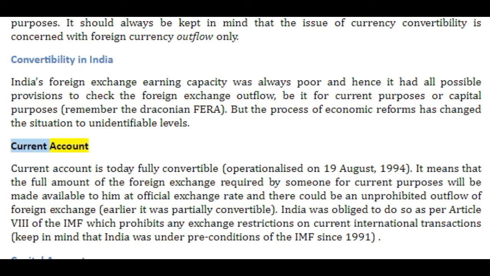Current account. The current account is today fully convertible, operationalized on 19 August 1994. It means that the full amount of the foreign exchange required by someone for current purposes will be made available to him at the official exchange rate, and there could be an unprohibited outflow of foreign exchange. Earlier it was partially convertible. India was obliged to do so as per Article 8 of the IMF, which prohibits any exchange restrictions on current international transactions. Keep in mind that India was under preconditions of the IMF since 1991.